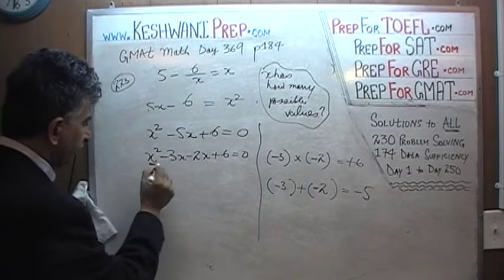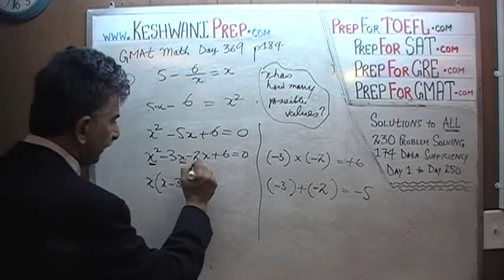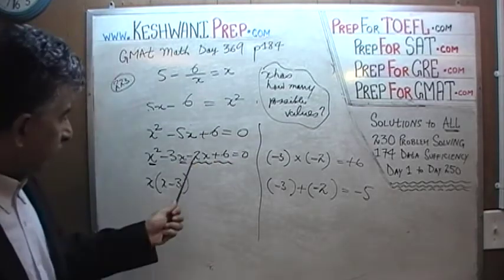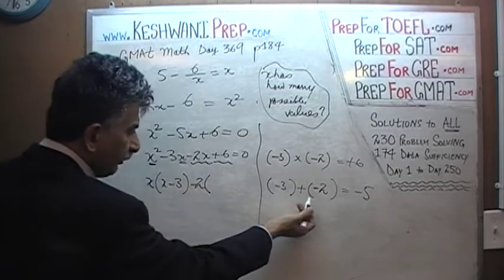X is the common factor here. Here's the x, here's the x. We take it out common, we end up with x minus 3. And now we look at these two: we have a negative 2 here, a positive 6 here. We can take out negative 2 as a common factor, just like what we see here.